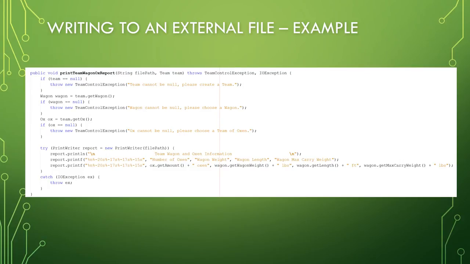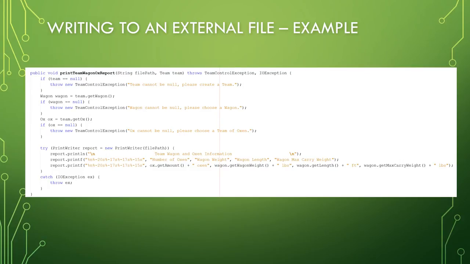So once you've chosen what file path you want your file to be, the next thing it's going to do is run the print wagon ox report method, and this is in the team control. And there's some interesting things going on here. You can see that there's some errors being thrown here. So in order to print the team wagon ox report without an error, you have to have a team, so the team can't be null. You have to have a wagon, the wagon can't be null, and you have to have some ox, the ox cannot be null. And then in your try catch, this is actually the meat of the report.